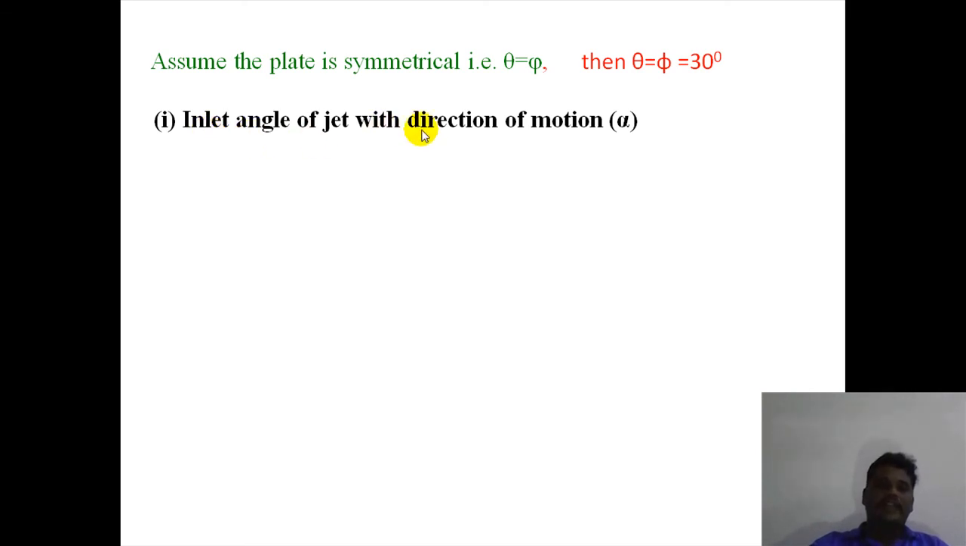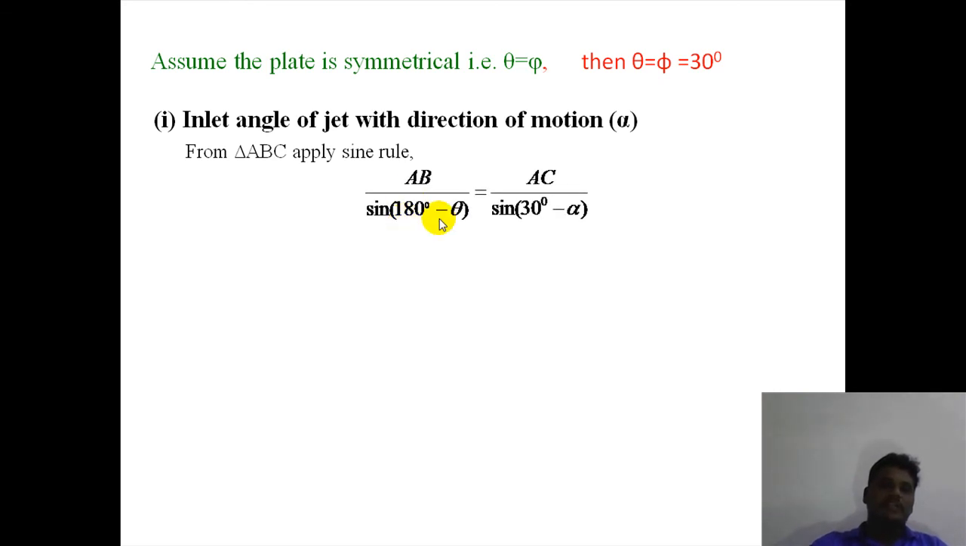Next, the inlet angle of the jet in the direction of motion. According to the sine rule in triangle ABC, AB divided by sine(180 minus theta) is equal to AC divided by sine(30 minus alpha). From this, AB is the absolute velocity V1, divided by sine(180 minus theta), which is sine theta, equals AC, which is U1, divided by sine(30 minus alpha).